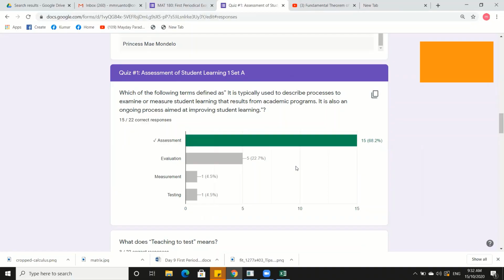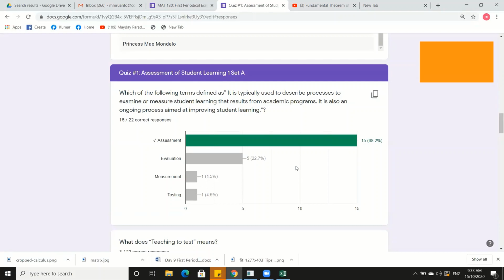Okay, good morning, everyone. So today I am going to discuss the answer keys of the last quiz that we had. So we will start with question number one.